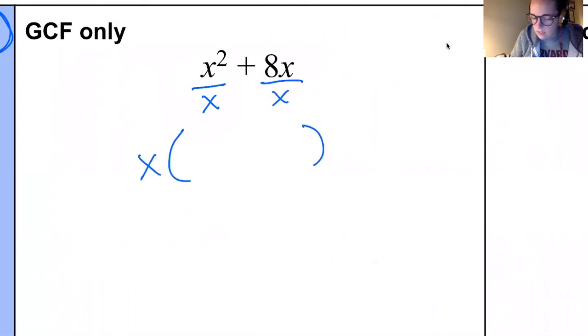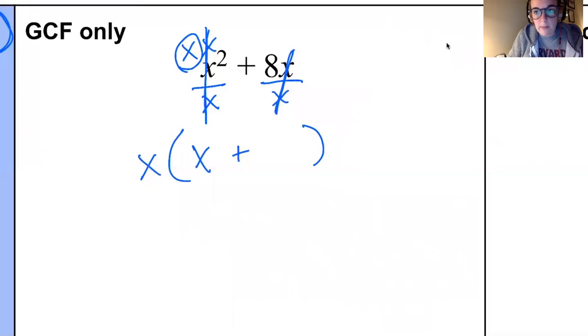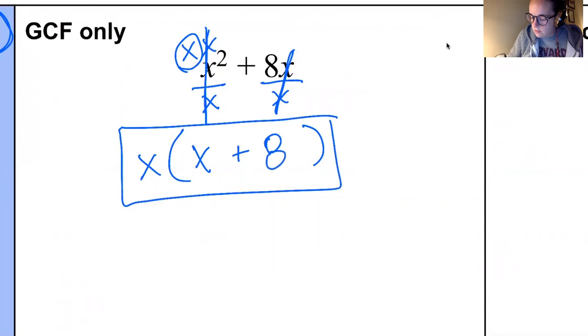It's gonna leave me with X on the outside. And then if I have two X's, X squared, I'm gonna cancel one of them. It's gonna leave me with just one X here. Plus, and then x divided by x would be 1, so we just have 8 left over. So this is the same as that, it's just written in a different way. That would be the first format, that's GCF.